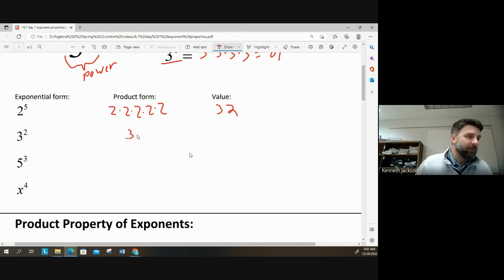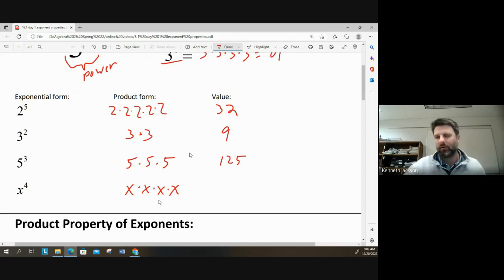3 squared, or 3 to the 2nd. There are 2 3's. 3 times 3, well, that's 9. 5 to the 3rd: 5 times 5 times 5. There are 3 5's. 5 times 5 is 25. 25 times 5 is 125. And then x to the 4th, well, there are 4 of them. x times x times x times x. 1, 2, 3, 4. I can't multiply that out. I don't know the value of x, so the value you could just say is x to the 4th.